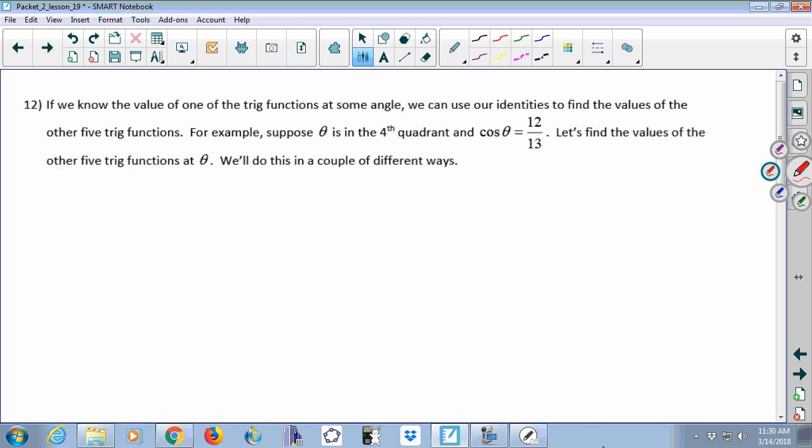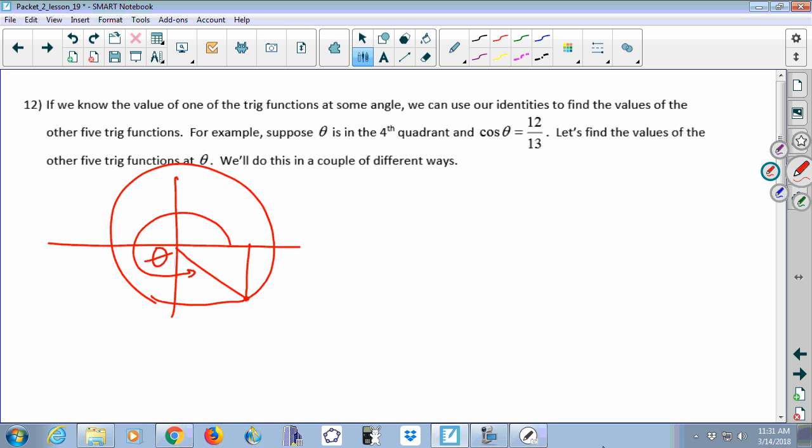So suppose theta is in our 4th quadrant. We don't know what theta is. It doesn't really matter. We're just down here somewhere. There's theta. Okay, we know that the cosine of theta is 12 over 13. So adjacent over hypotenuse. So I should have drawn my circle a little bit bigger, this way. So here we are. Cosine, remember, is your x value, right? We know our x value is cosine. All right. So that tells me adjacent over hypotenuse, which tells me this is 13, this is 12.